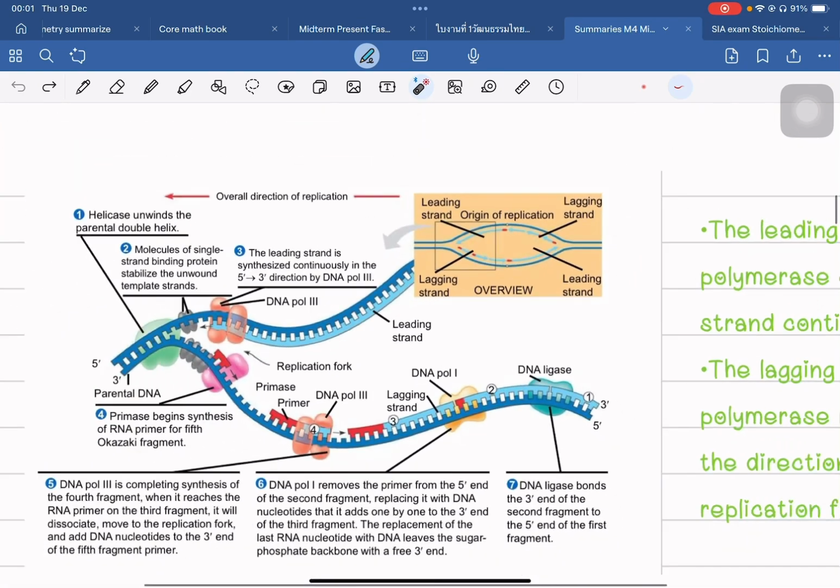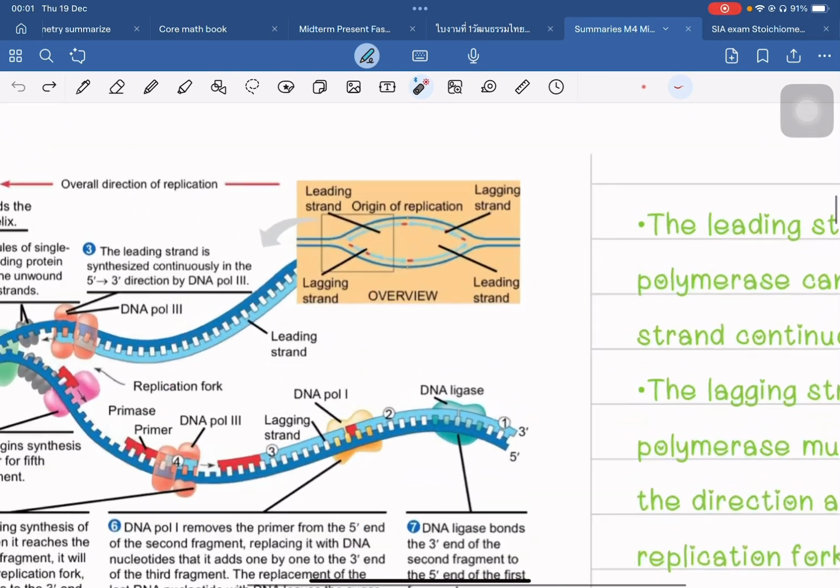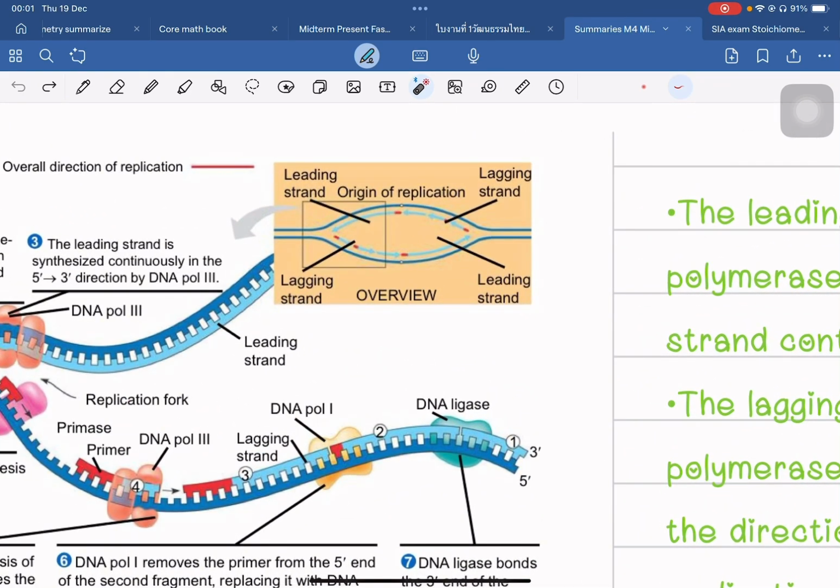But in the other one, the start is at 3 prime, but they have to start from 5 prime, right? So we have to jump to here to make it 3 prime. It's from 5 prime to 3 prime.